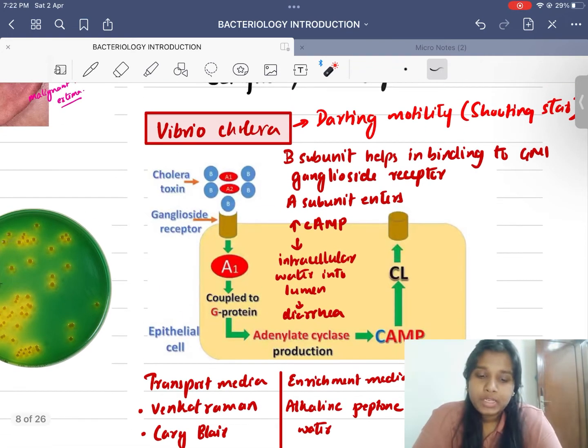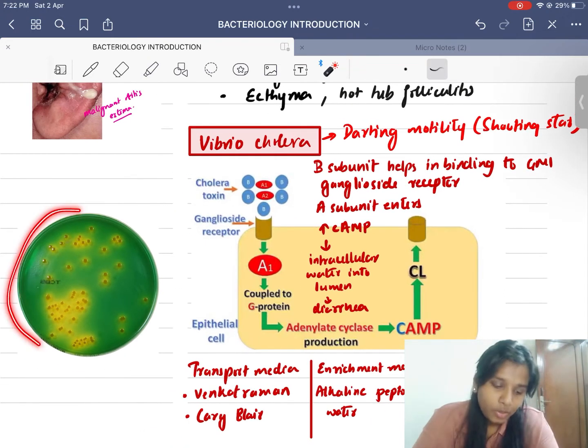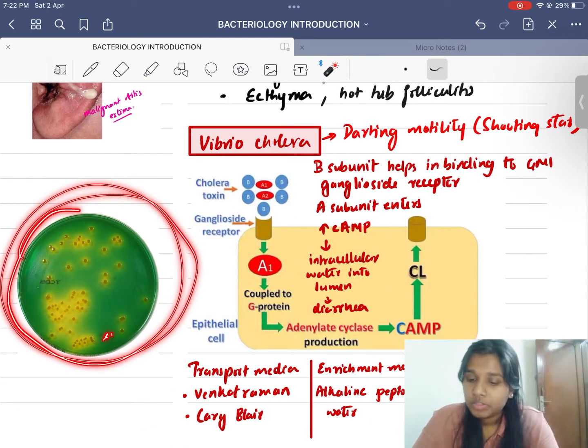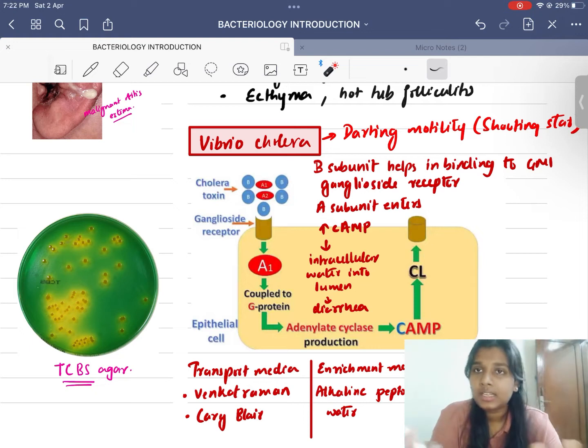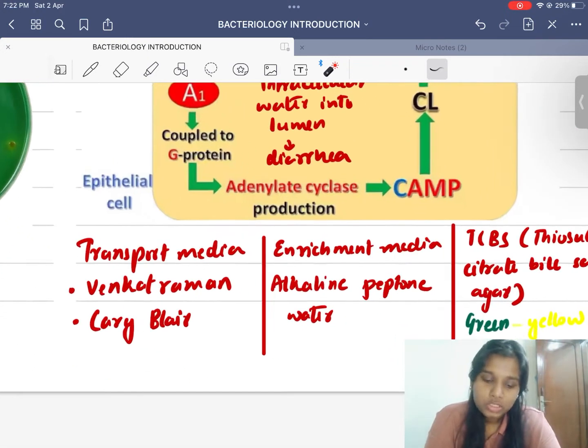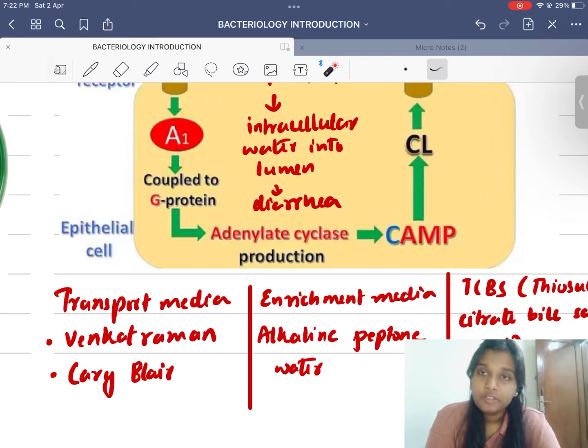Now there's a very important media for Vibrio cholerae which should be learned. This is called thiosulfate citrate bile salt agar. In this agar you will have a green color agar in which you will have yellow colonies. This is for cholera. Remember that this is the best selective media for cholera. Also, the other media for cholera which we studied, V for Venkatraman, right? So Vibrio for V and Venkatraman media for V. Also remember Cary Blair.